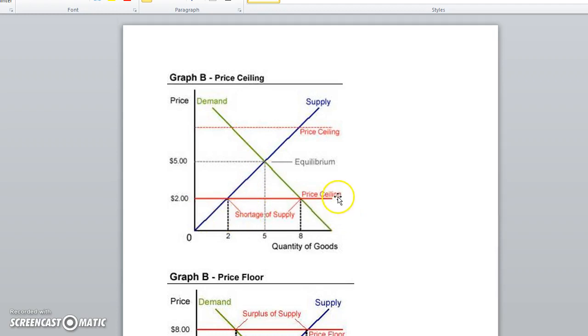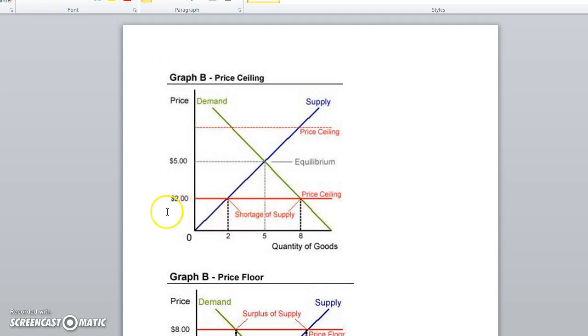So let's look at this price ceiling. Remember, think of the upside down house. Here the price ceiling is set below the equilibrium. Well, we should remember from Unit 4 that any price set below the equilibrium creates what? It creates a shortage. Why?